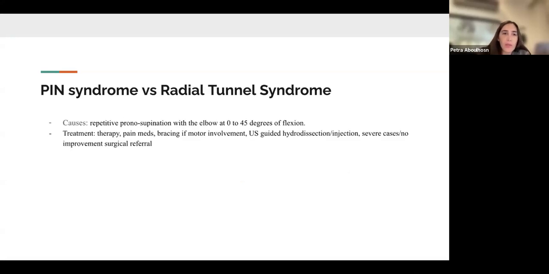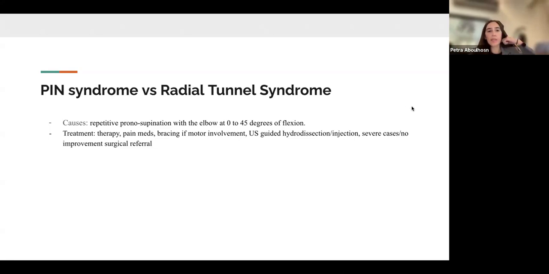Why does this happen? Usually it's caused by repetitive pronosupination within the elbow at 0 to 45 degrees of flexion. So any handyman that uses a screwdriver or any tools with a lot of pronosupination. I actually had patients that are deaf, so they use their hands a lot for signing, and they also had it on both hands because of their supinator. And again, when I say supinator syndrome, it's basically another term for radial tunnel syndrome.